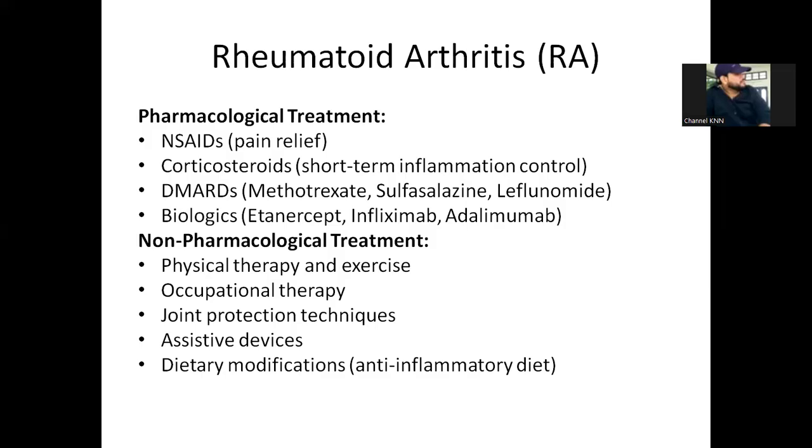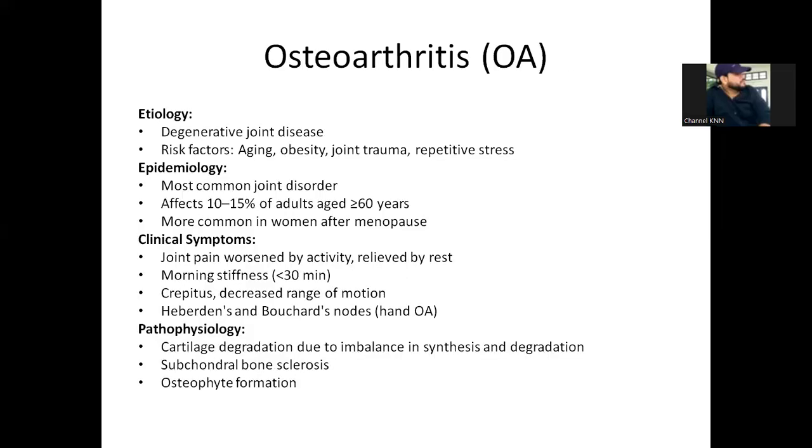And non-pharmacological treatment mainly involves physical therapy given to the joints, regular exercise, occupational therapy, and some techniques used for protection of joints, and some assistive devices which can be used for assisting the joints, and also some diet modifications, like taking an anti-inflammatory diet. So this is the non-pharmacological treatment for rheumatoid arthritis.